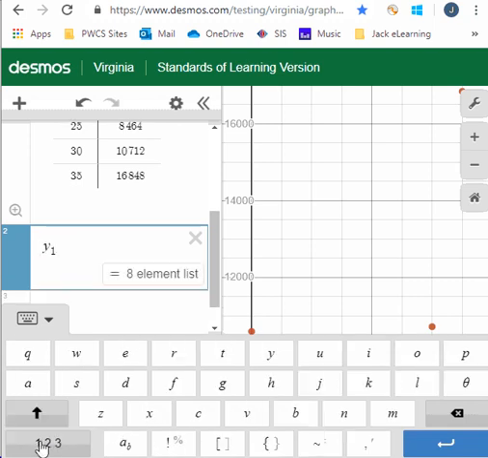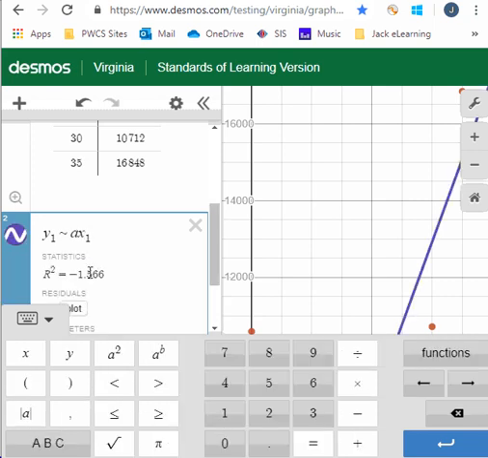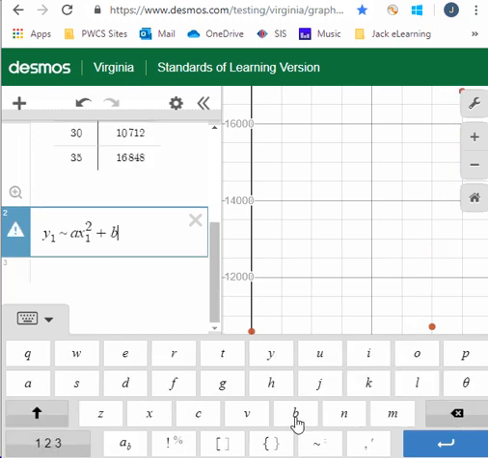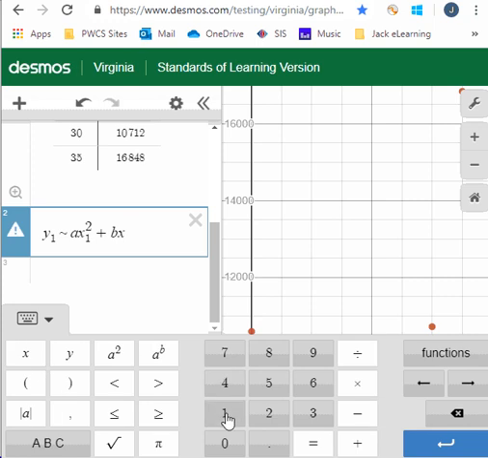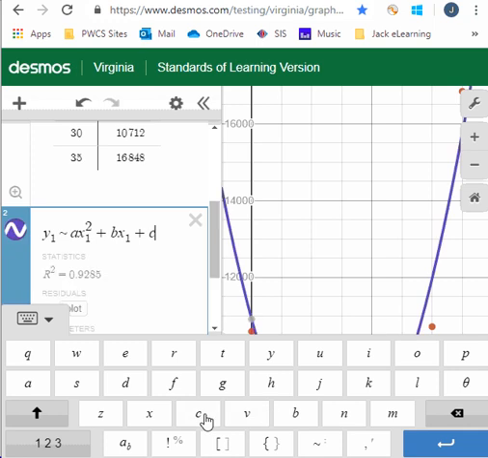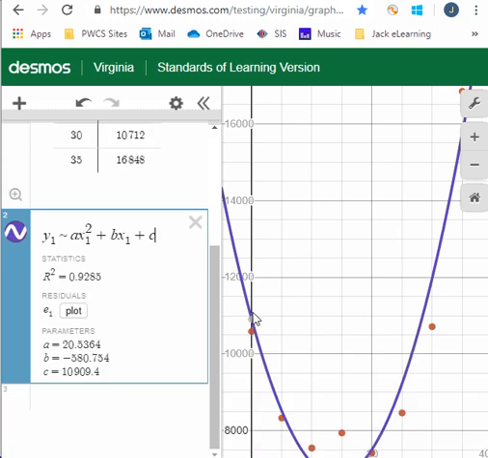Since we're doing a model, we're going to use this symbol here, the tilde, in order to do an approximation. And the equation for a quadratic in standard form is ax squared plus bx plus c. Remember that when you type in the x, we're going to type x1. So it's ax1 squared plus bx1 plus c. And once we've got that entered, we'll see both the graph of the parabola show up as well as this information regarding its equation. So we can go ahead and write down the equation using these 3 values for a, b, and c.